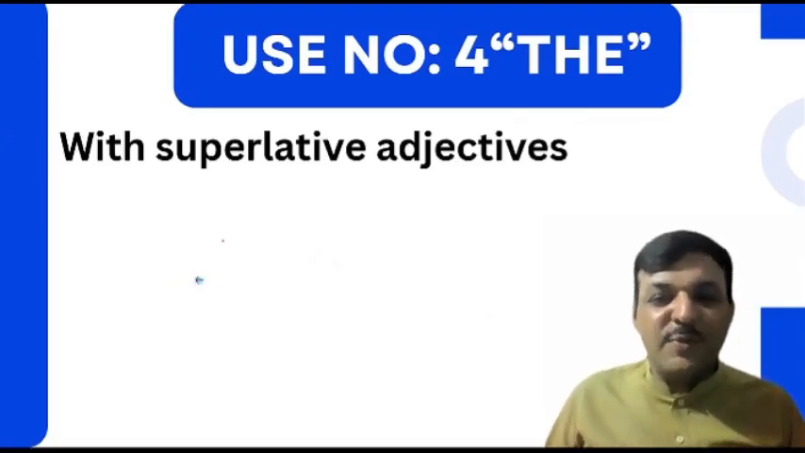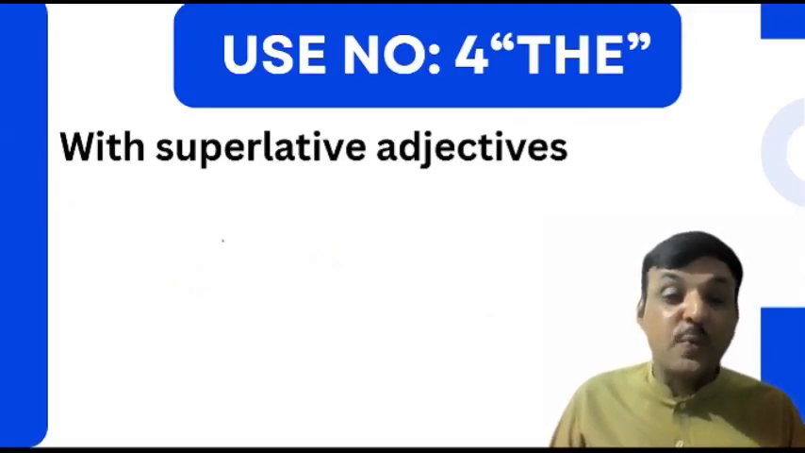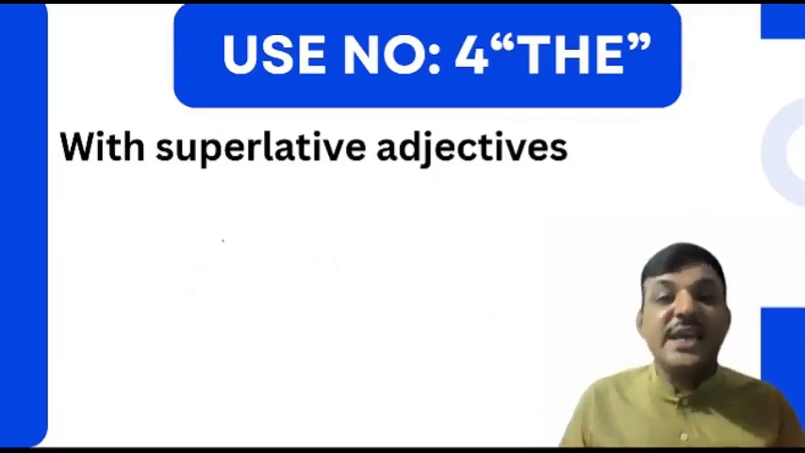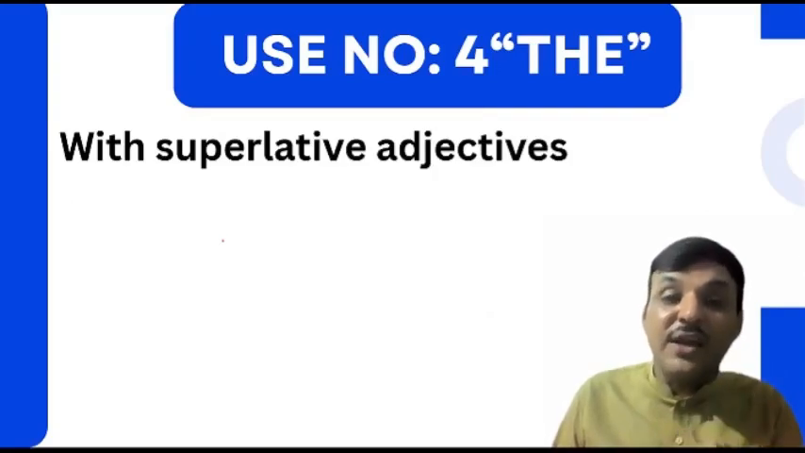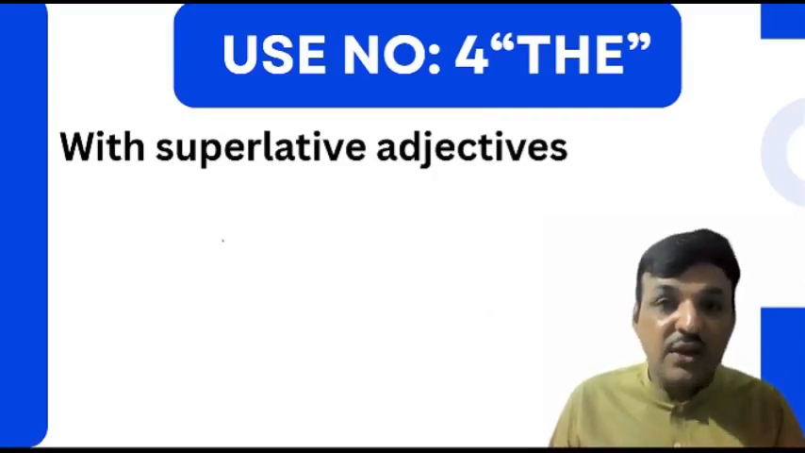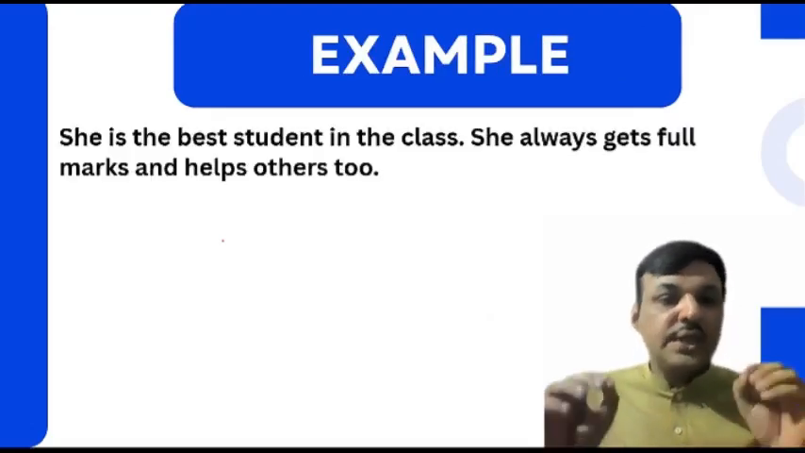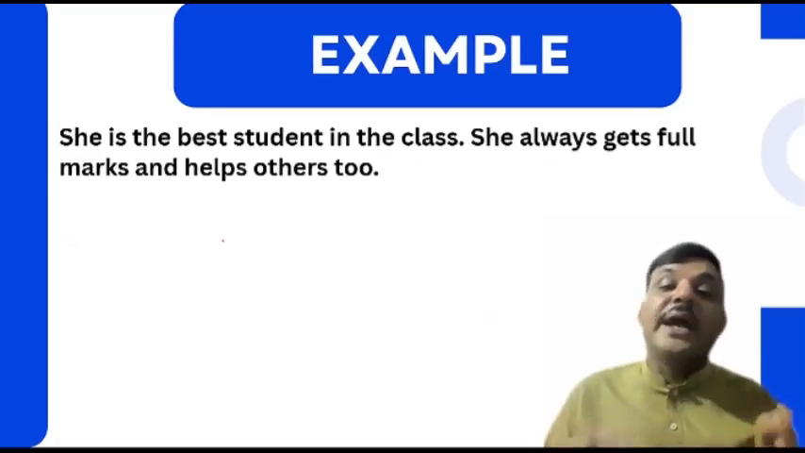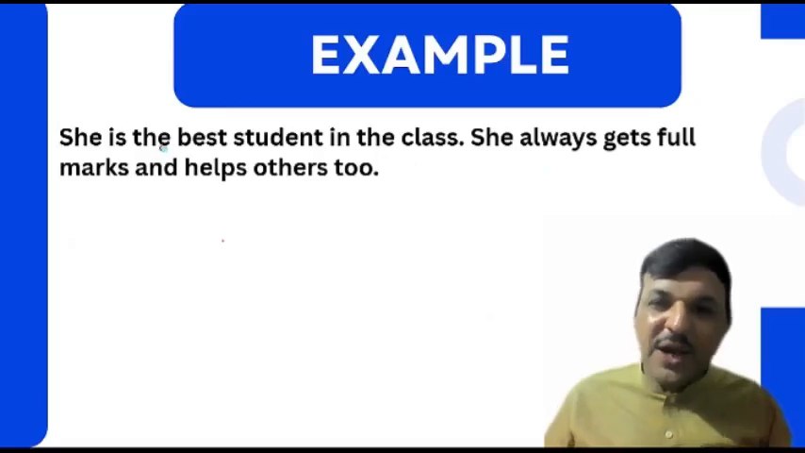Now let's learn use number 4. Use number 4 tells us that "the" is used with the superlative degree of adjectives. Suppose I say, Ali is the best boy. The best is the superlative degree, so use "the" here. To learn it better, go to the example. She is the best student in the class. She always gets full marks and helps others too. To learn it better, now go to the task.